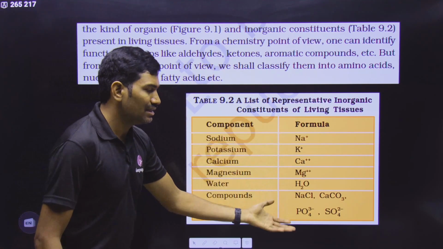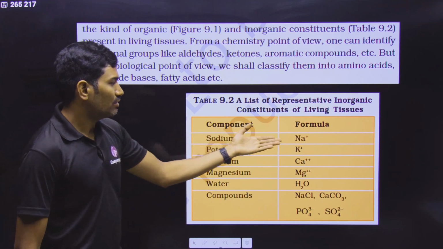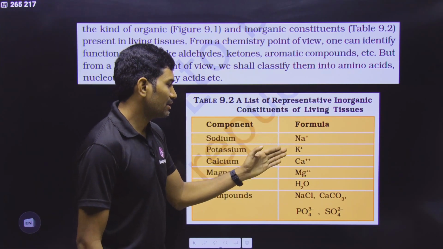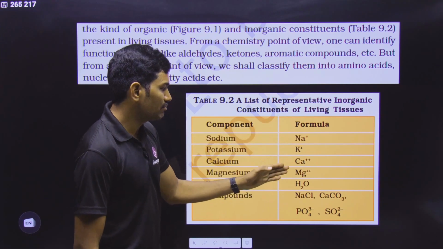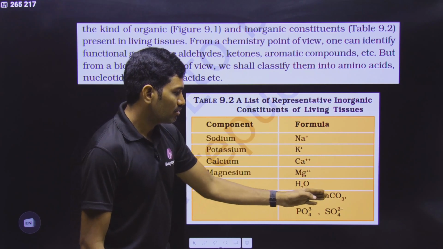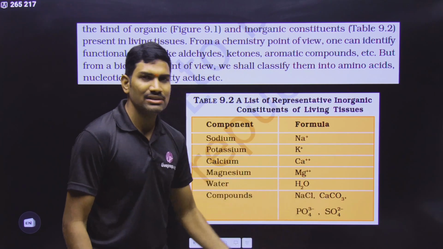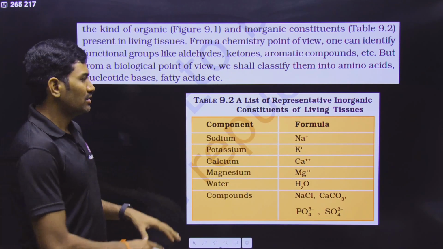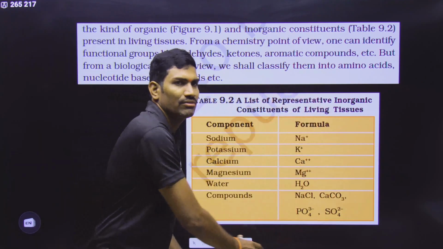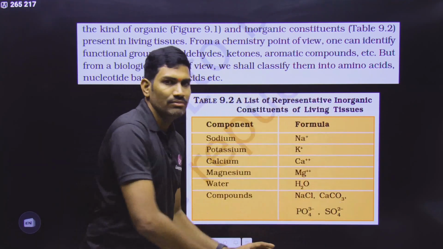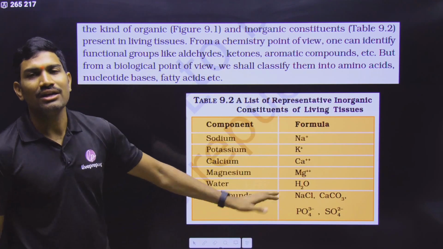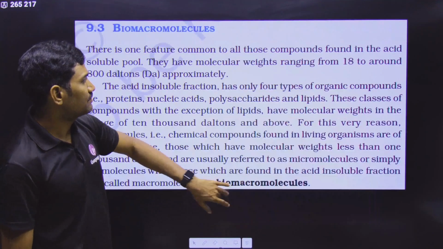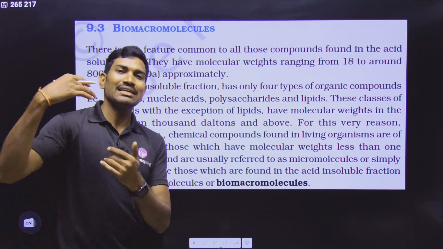If you are observing the inorganic compounds list, what are the inorganic compounds? Sodium present, potassium present, calcium, magnesium, water present, sodium chloride, calcium carbonate, phosphates, sulfates, likewise many are present. In this way, from the ash analysis, we can get a list of various inorganic compounds. This is what they have given. Next, and there it is completed.